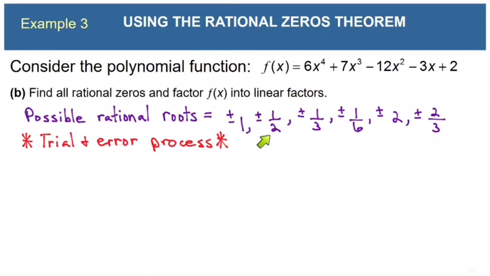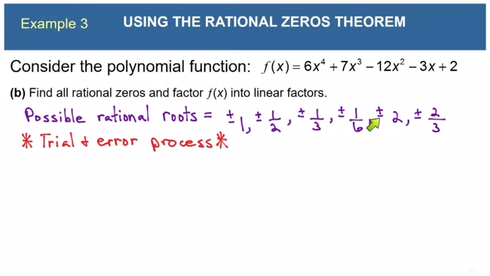Now, what I have found is in our textbook and in most college algebra textbooks, they're going to give us at least one whole number that works. So there may be fractions that work, but I would stay away from the fractions and I would try all the whole numbers first. So I'm going to start with positive 1. I'm going to see if that works, and if it doesn't, I'll try negative 1. And then if that doesn't work, I'll try positive 2 and then negative 2.